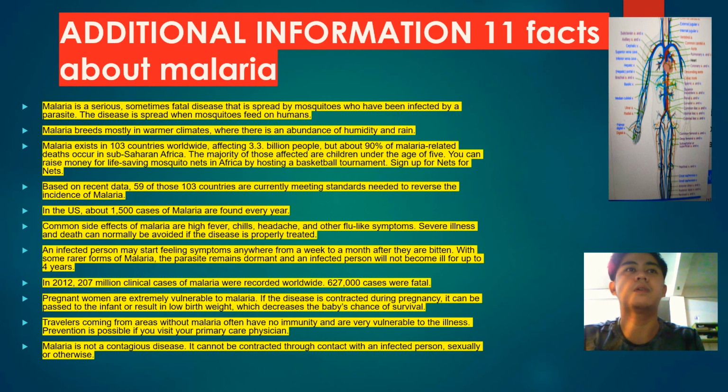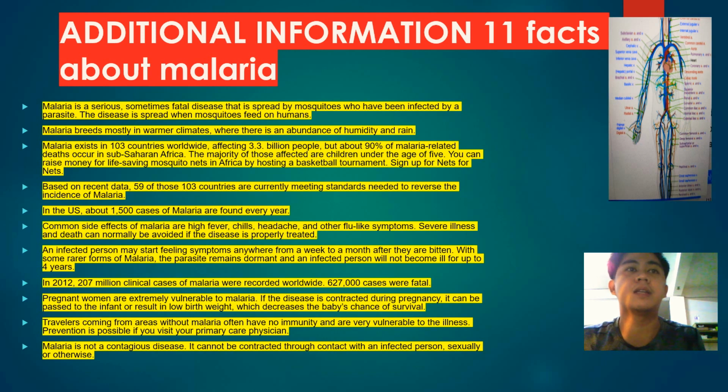In 2012, 207 million clinical cases of malaria were recorded worldwide. 627,000 cases were fatal. Pregnant women are extremely vulnerable to malaria. If the disease is contracted during pregnancy, it can be passed to the infant or result in low birth weight, which decreases the baby's chance of survival.